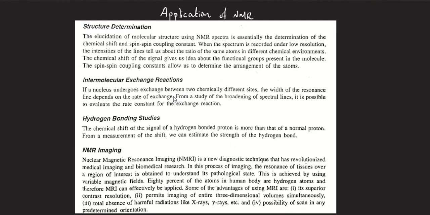And now let us see what are the applications of NMR. There are 4 applications. First one is the structure determination, then intermolecular exchange reaction, then hydrogen bonding studies, then NMR imaging. Structure determination means we can determine the molecular structure using NMR.